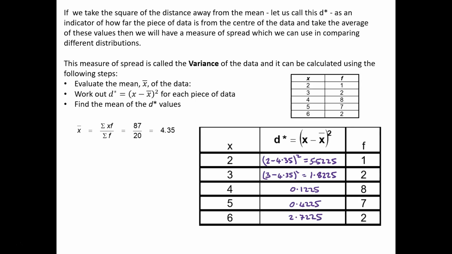We can now find the mean of the d star values using our calculator. So the mean of the d star values is the sum of the d star values times f divided by the sum of the frequencies. Turns out to be 18.55 divided by 20, which is 0.9275.